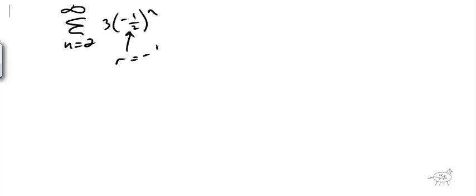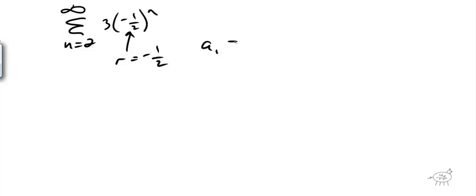If I said the sum n goes from 2 to infinity of 3 times negative 1/2 to the n power. Okay, so r, there we go, r is negative 1/2.